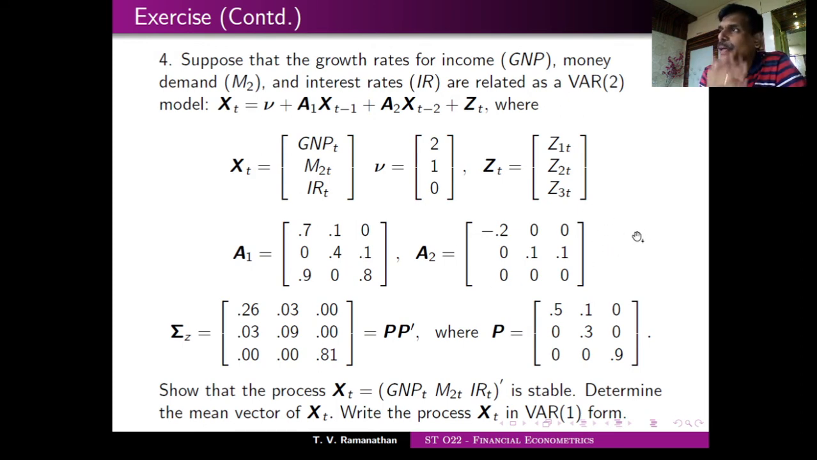You have to see for what Z this is equal to 0. Okay, so you may have to use R to solve them, because this will be a higher degree polynomial equation. Manually, it may not be possible. Now, determine the mean vector of xt. So, what is the mean vector in this case?